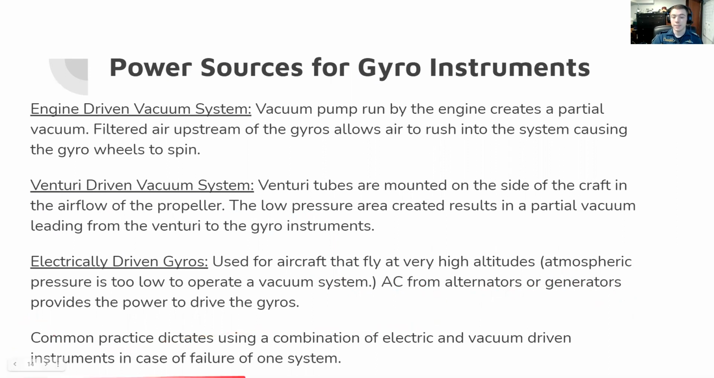Anyway, as this says here, common practice is to have both of these systems in case one of them fails. It's pretty straightforward. It's an extra safety measure. You don't want one of your most important instruments to fail while you're flying at 20,000 feet.